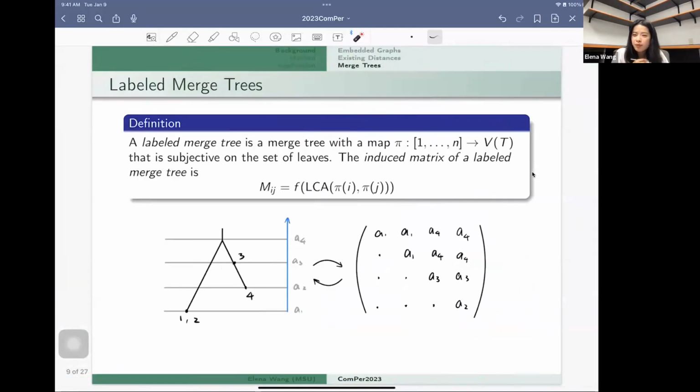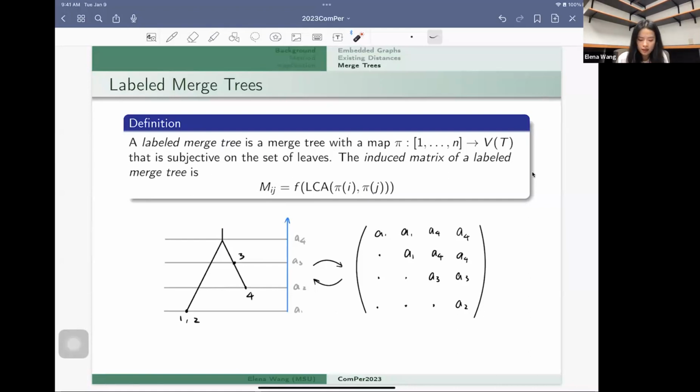There have been many distances designed for comparing merge trees, but not many of them are computable in practice, or they might be very expensive to compute. So we restrict ourselves even more to the labeled merge tree setting. A labeled merge tree is a merge tree together with a map that maps the integers 1 through n to the set of vertices of the tree, and it's surjective on the set of leaves.